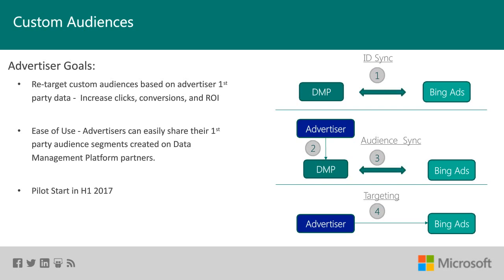So when you go in, and I have a screenshot next to make that more concrete, the advertiser can then do targeting as well as bid boosting for those specific segments that were shared from the DMP to us. So the pilot for this will start in H1, probably in the middle of the second quarter of calendar 2017.